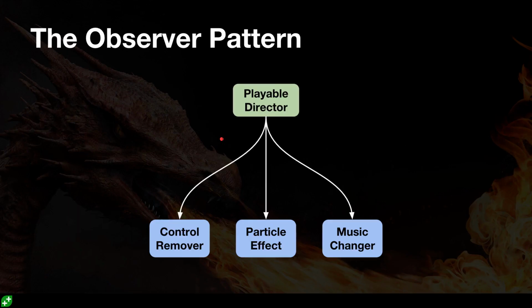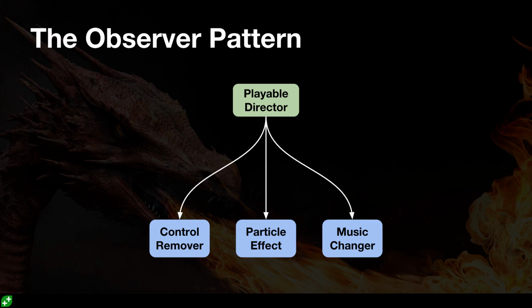So imagine we have a situation like this one. We've got a playable director and it wants to notify the control remover, maybe a particle effect, maybe some music changer. It wants to notify some things of the fact that the playable has finished playing. The timeline in our instance has finished playing. Now, the playable director can't make direct method calls to these different components because Unity, when they coded the playable director, didn't know that you might need these components. So they can't have had a direct method call to them.